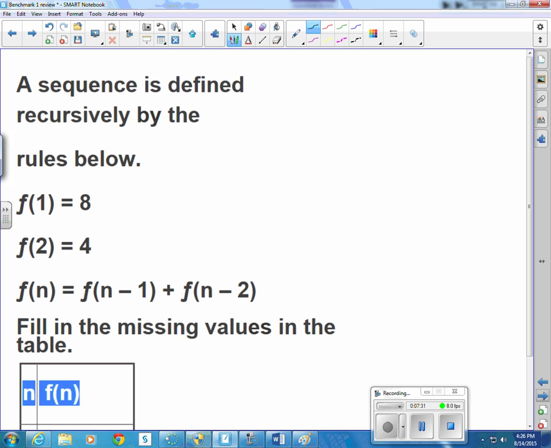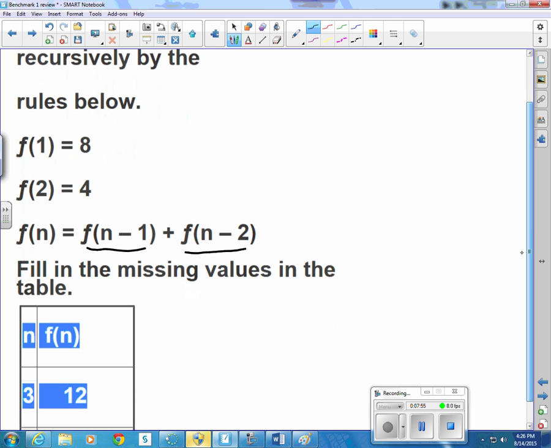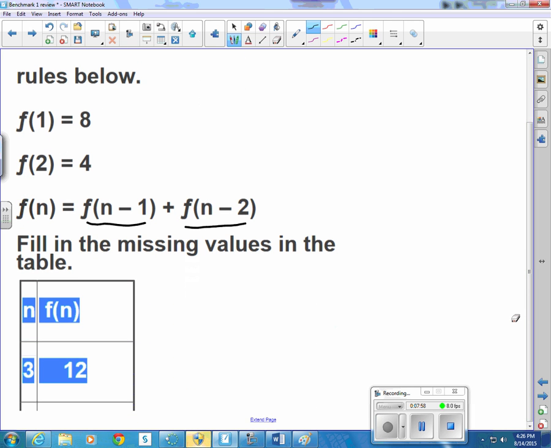A sequence is defined recursively by the rules below. The function evaluated at 1 is 8. The function evaluated at 2 is 4. The function evaluated at any number is the value of the function before it plus the value of the function 2 steps before it. So for the third one, for example, the one before it is 4, and the one 2 steps before it is 8, so I add those together and I get 12.